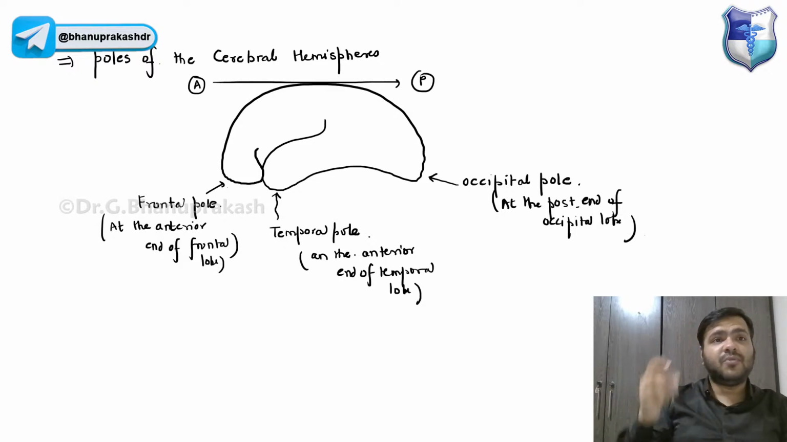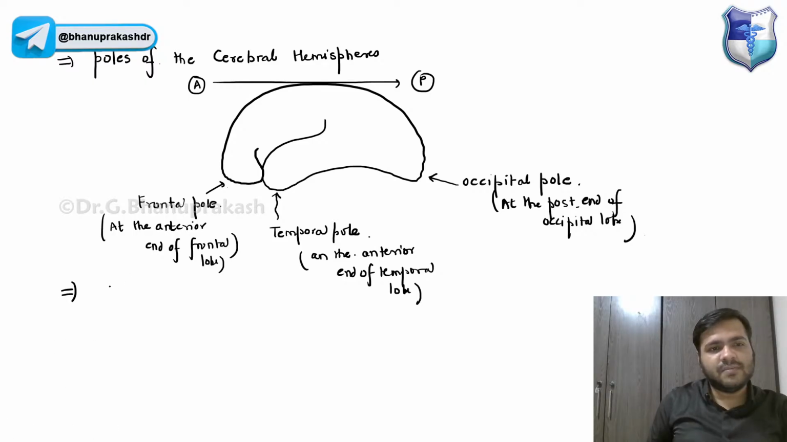Now guys, there are 3 borders that I have to discuss over here, and just try to write down the names of these 3 borders. We have 3 poles of the cerebral hemispheres. We have 3 borders of the cerebral hemispheres.